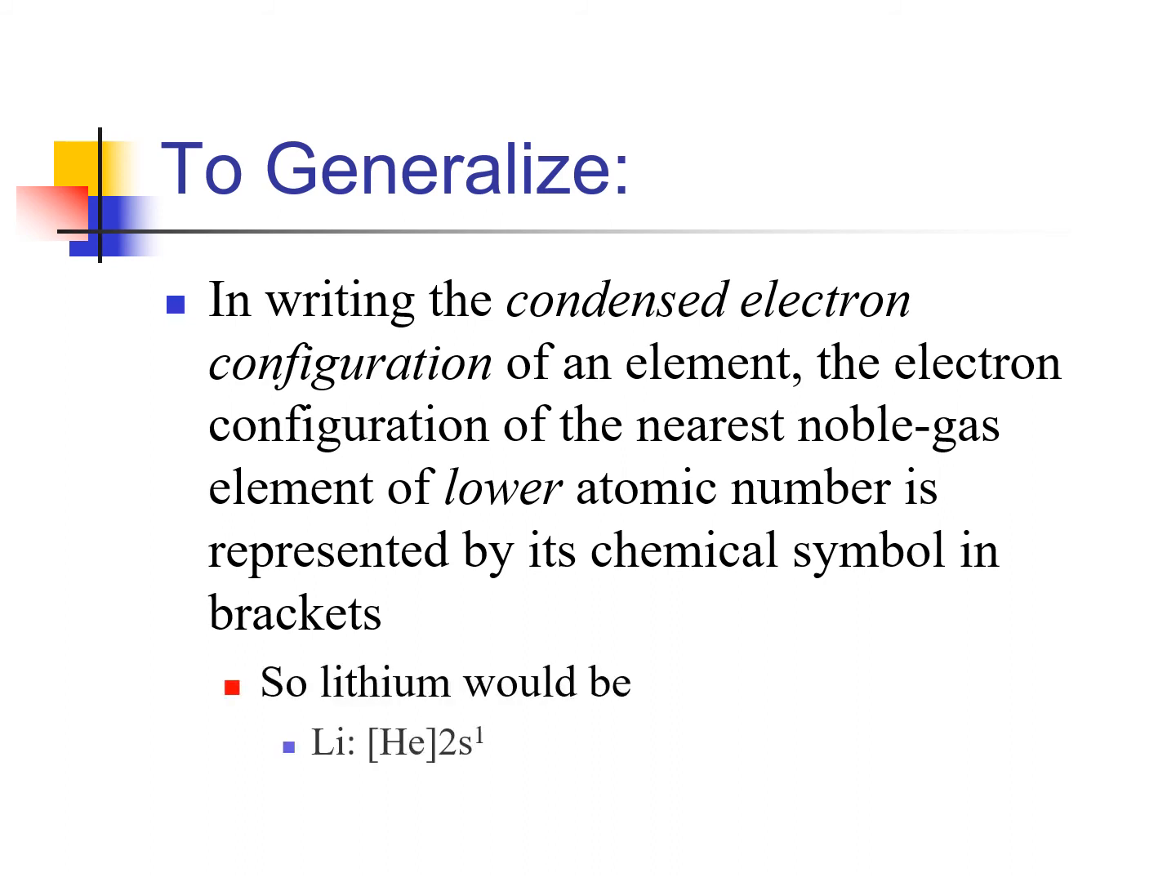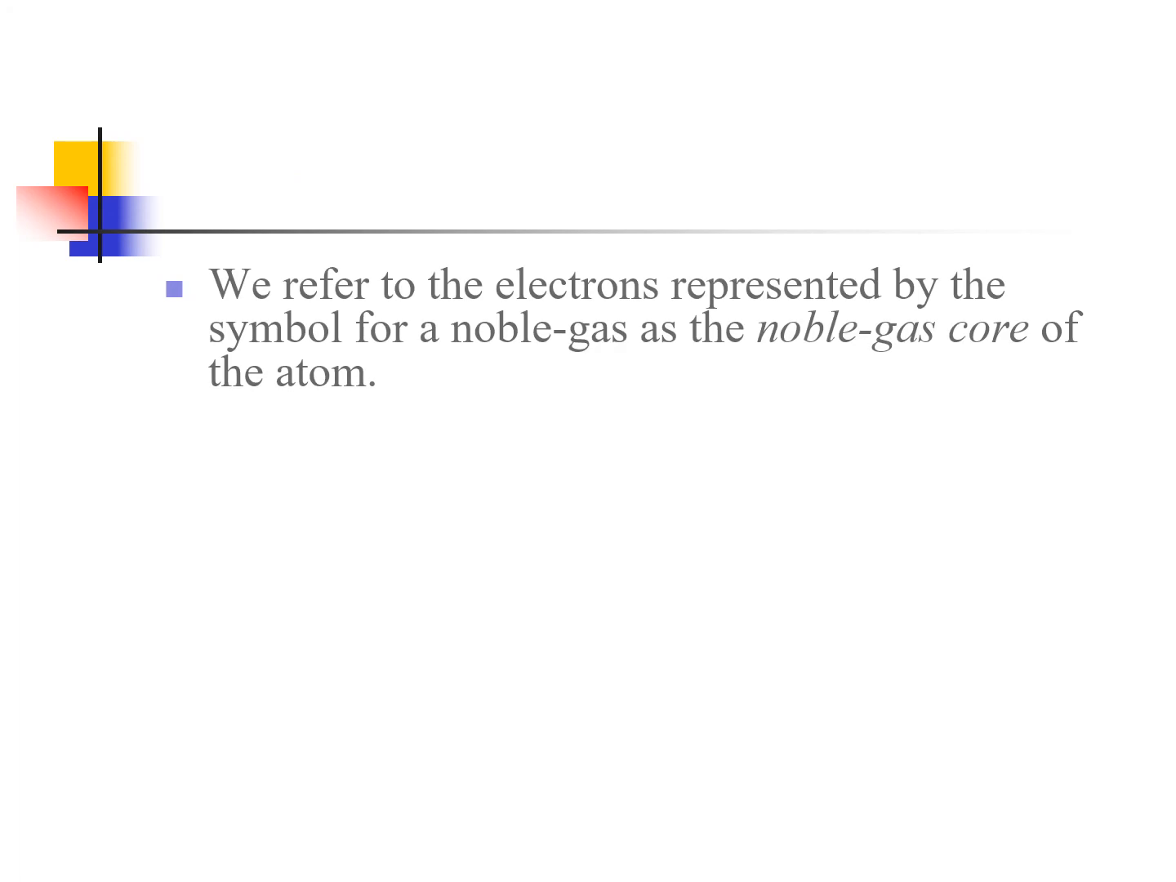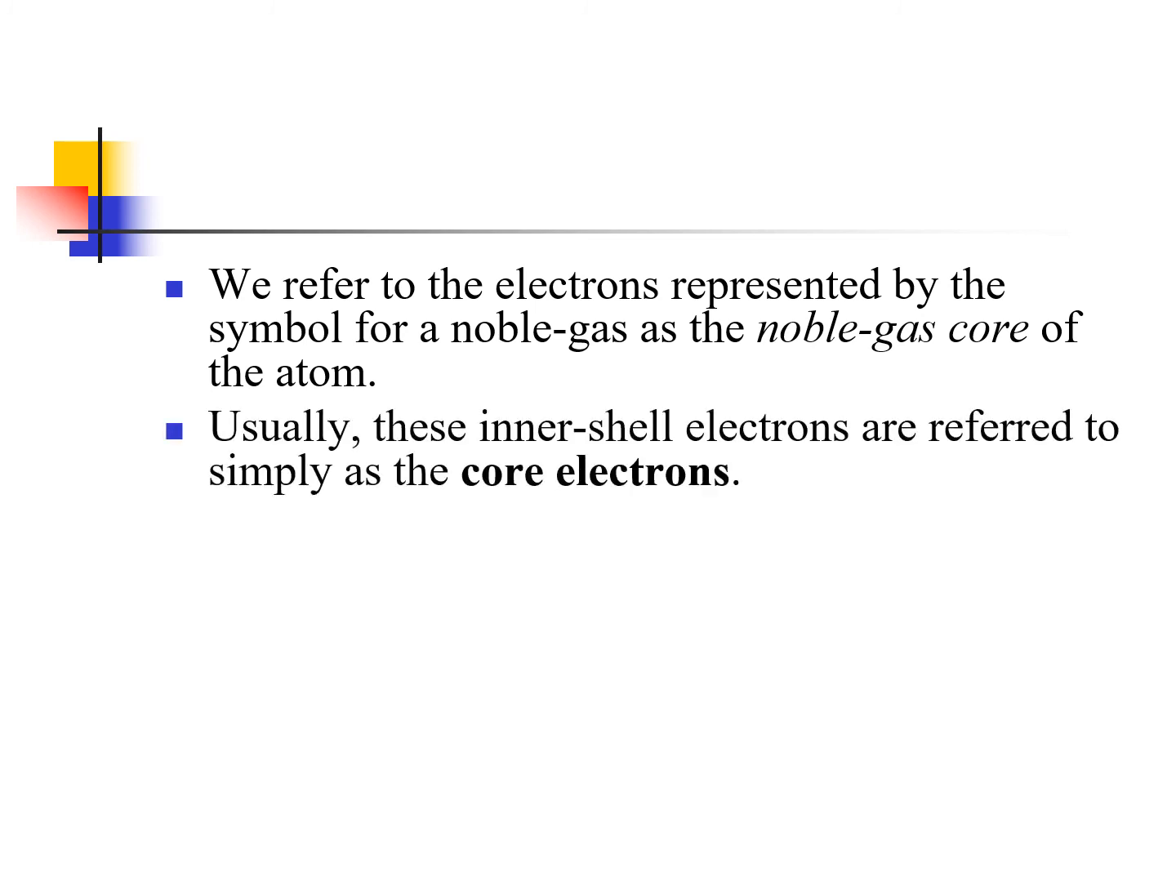So lithium would simply be helium 2s1, because helium is the noble gas that comes before lithium. Now, we refer to the electrons represented by the symbol for the noble gas as the noble gas core of the atom. So with lithium, it would have a noble gas core of helium. For sodium that we saw, it would have a noble gas core of neon.